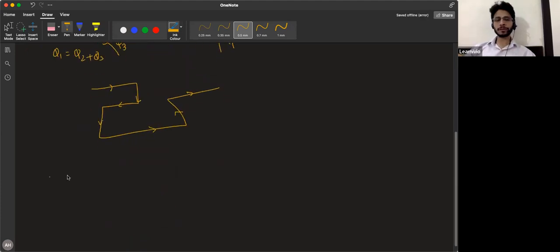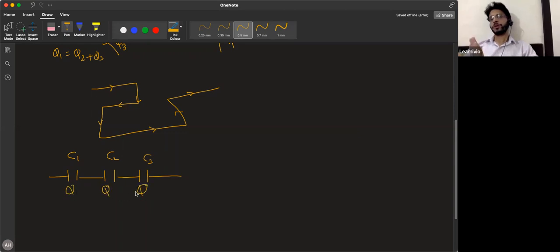If I give you some capacitors, this is capacitor C1, this is capacitor C2, this is capacitor C3. Noha, will all these capacitors have the same charge or different charge? Same charge. Why? Because there is no branching, so charge will remain the same. Here also charge Q, here also charge Q, here also charge Q. Charge will divide only if you have branches. If you don't have any branch, then your charge will not divide.